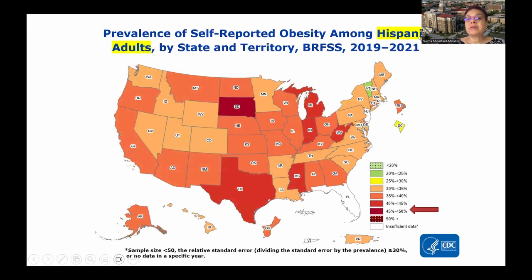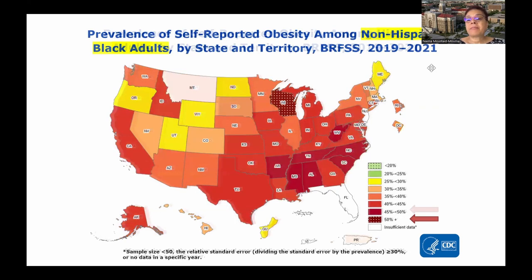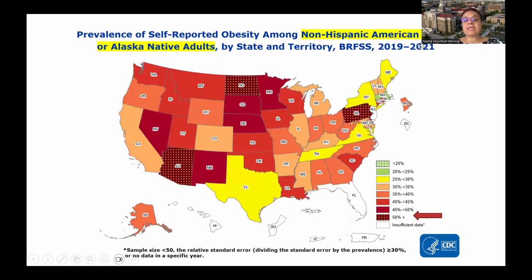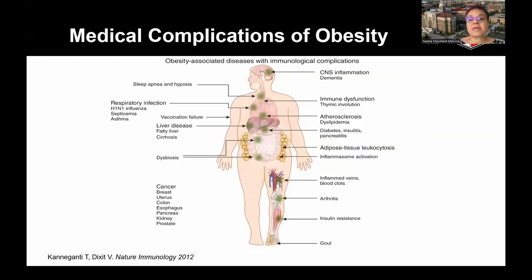Now, if you move on to Hispanic adults, you can see that the map is more red. That means higher prevalence of obesity. It goes up to 50%. In non-Hispanic Black adults, African Americans, the prevalence goes to even 50%. The same applies to non-Hispanic American Indian or Alaska Native adults. You can see many states here shown with the dark red and white dots to have high prevalence of obesity. So we have health disparities in this area of metabolic disease. The same applies to diabetes as well.